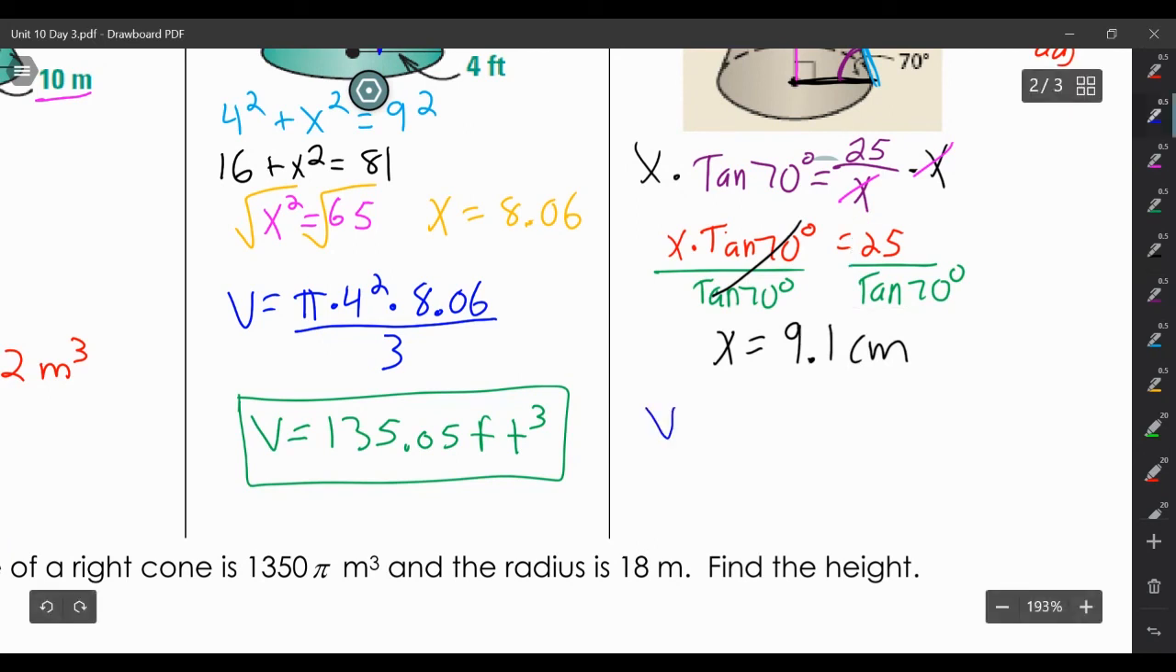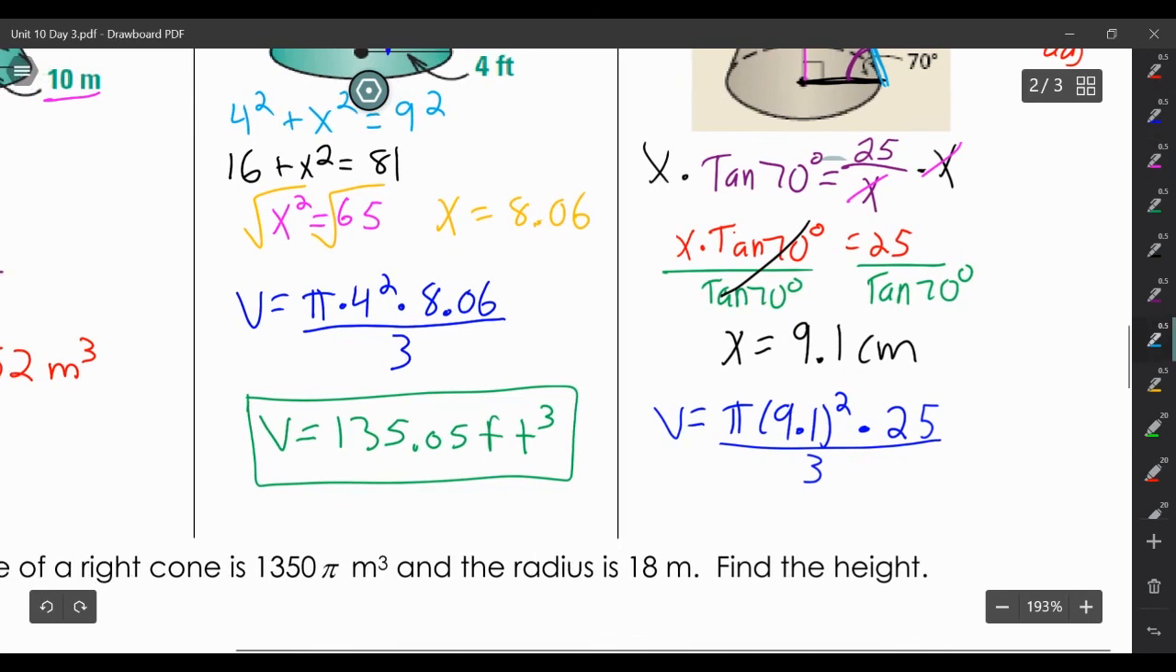Now we can calculate the volume. So the volume is pi times the radius, which is 9.1 squared, times the height, 25, all over 3. We type that into the calculator, and that gives us 2,168 cubic centimeters.